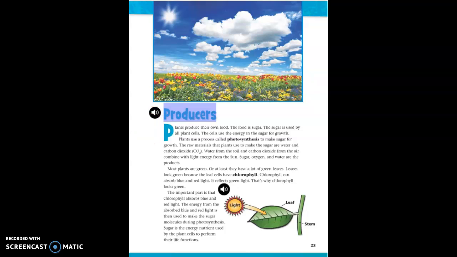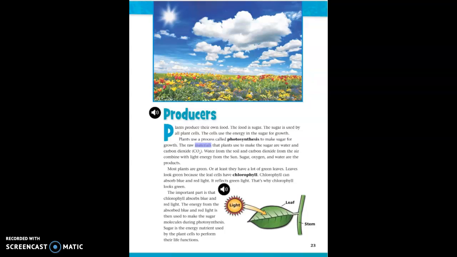Producers. Plants produce their own food. The food is sugar. The sugar is used by all plant cells. The cells use the energy in the sugar for growth. Plants use a process called photosynthesis to make sugar for growth.